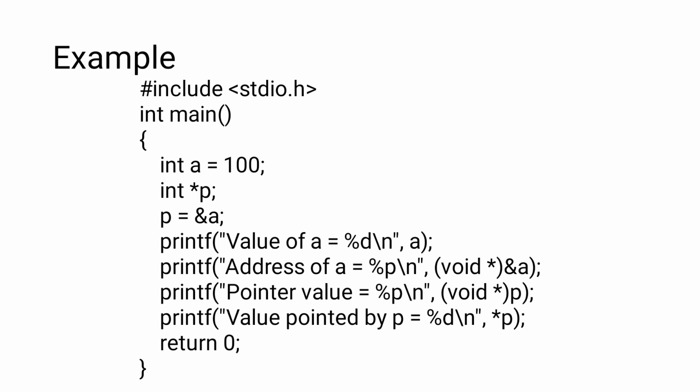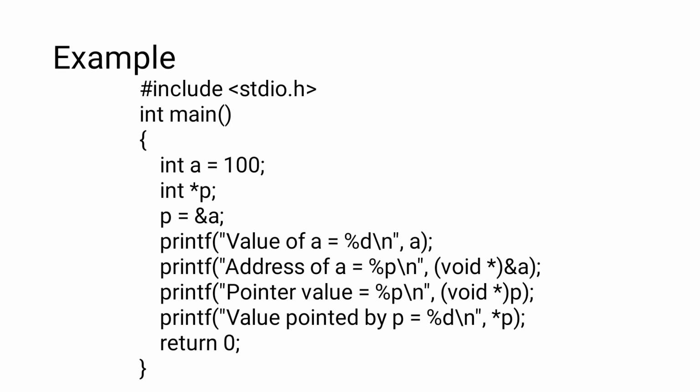So printf, open the bracket, double quotation, I am going to give "value of a equal to", and what I am going to display is percentage d, the integer type value, and next I am moving to a new line, so \n, comma a. What is the value I am displaying? A's value. So this line gives the output: value of a equal to 100. That is what I am going to get for this line as the output.